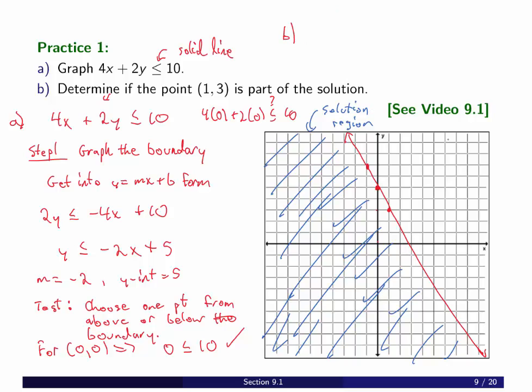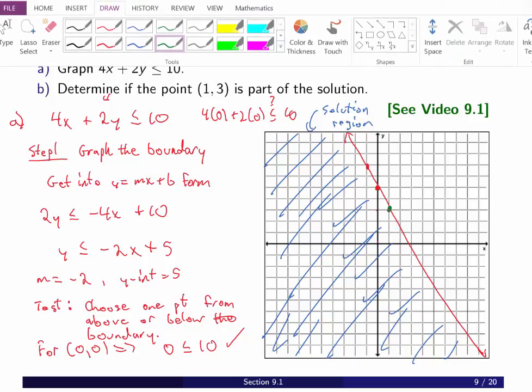For part B, very simple. Determine if the point 1 and 3 is part of the solution. You can do this graphically. All you have to do is look at the point. I'll plot it right here for you, in green. 1 and 3. That's 1, and that is 3. There it is right there. It is on the line, and the line is part of the solution set. So, yes, it is a solution.